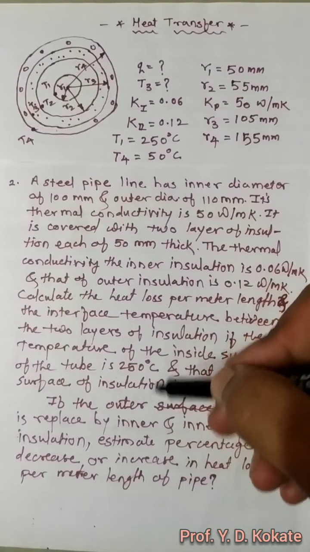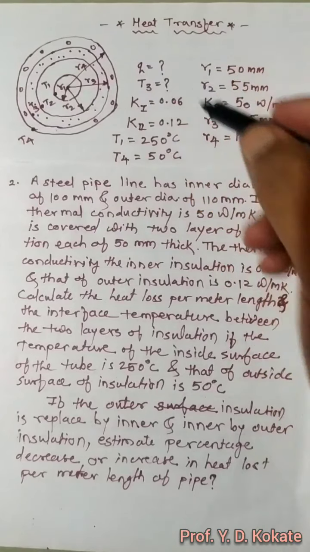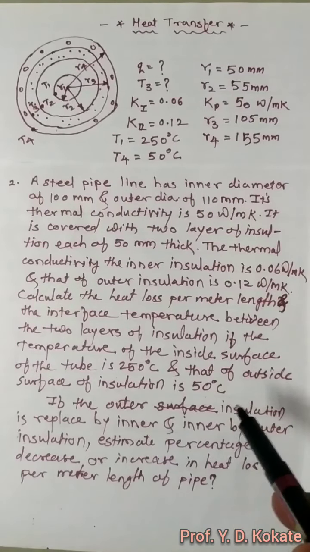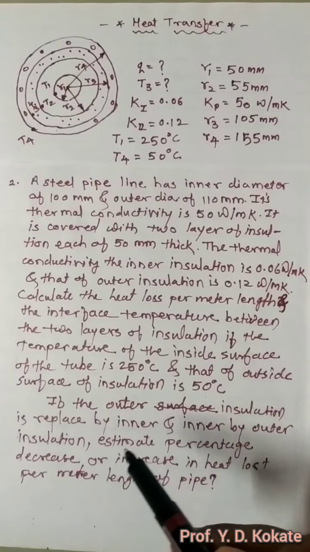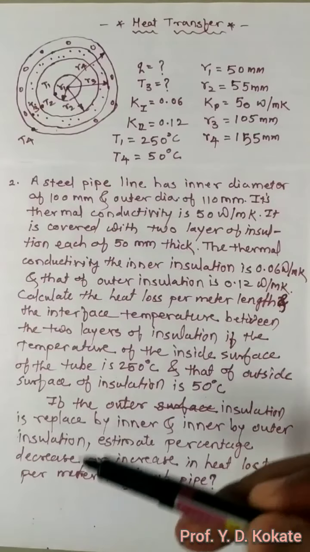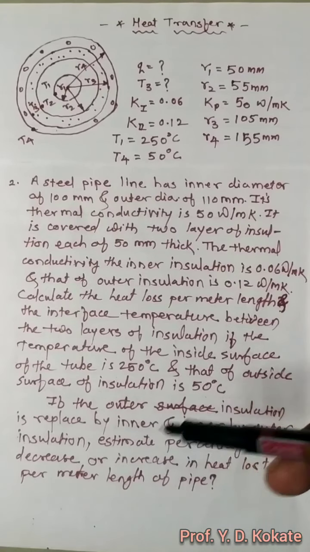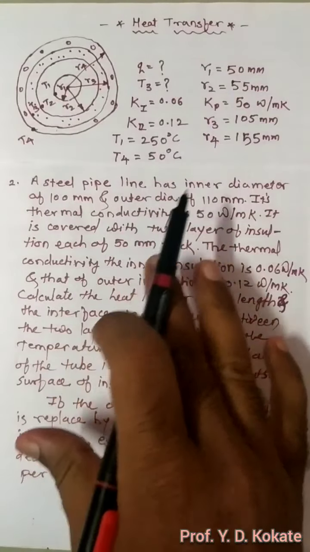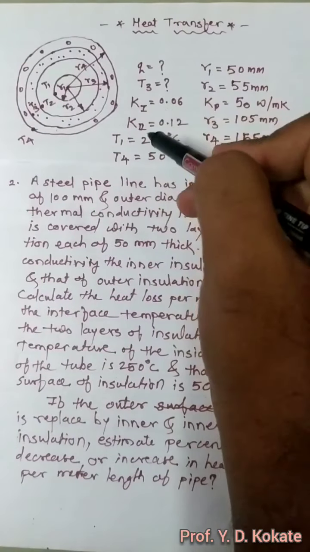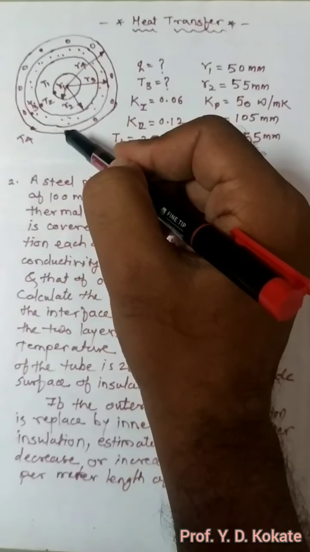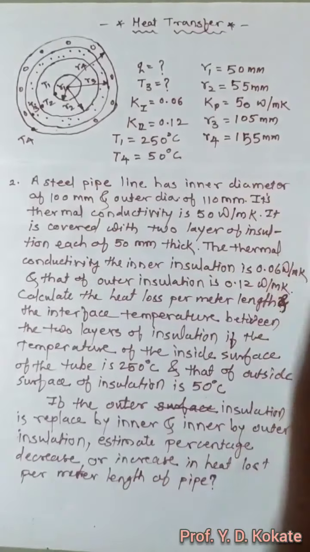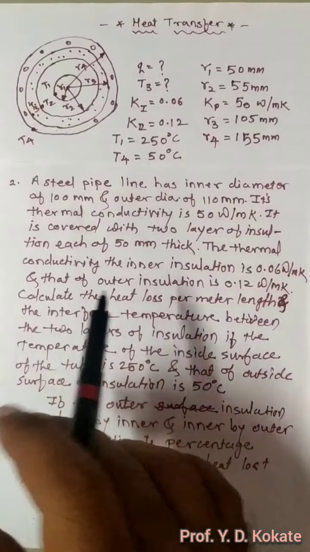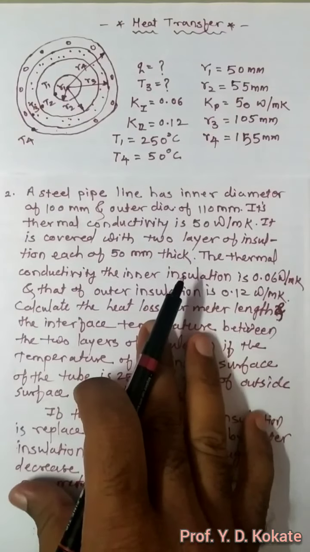Now once you find this heat transfer and T3, if the outer insulation is replaced by the inner and the inner by the outer insulation, estimate the percentage decrease or increase. On that we have to comment, along with how much heat transfer will take place. So first of all we find the heat transfer, then we replace, this will be at the outside and outside will be at the inner side, and again we calculate Q and T3 and we comment on this numerical. Is that clear? Now we extract the data.